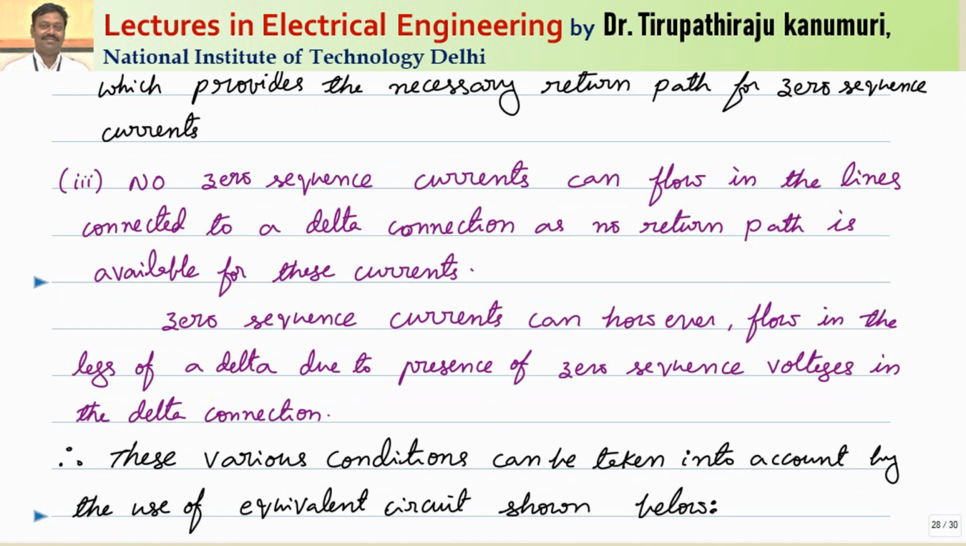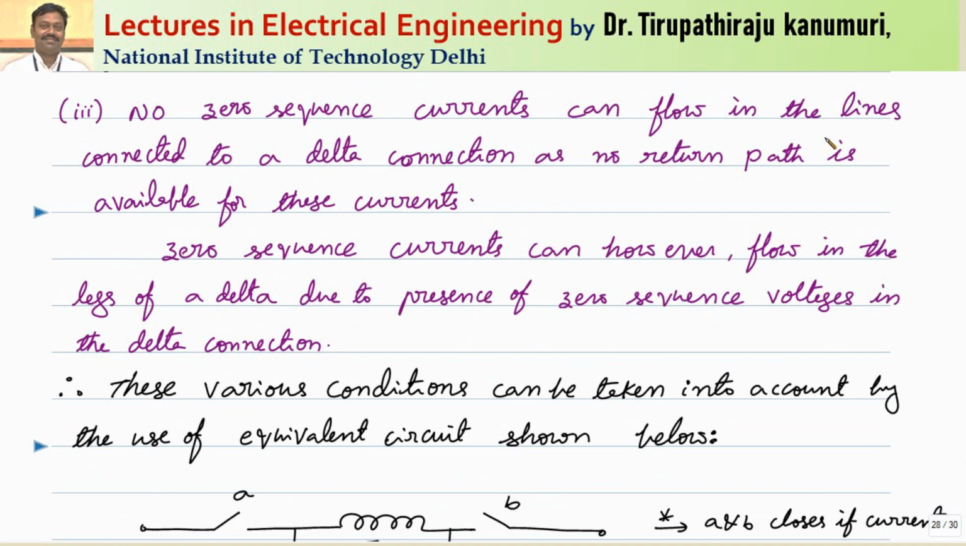And no zero sequence components of currents can flow in the lines connected to delta connection, as no return path is available for these currents. But the zero sequence current can, however, flow in the legs of a delta connection due to the presence of zero sequence voltages in the delta connection. That means only if zero sequence voltages are induced in the delta connection, in that case the current can circulate in the delta connection, otherwise it cannot circulate.